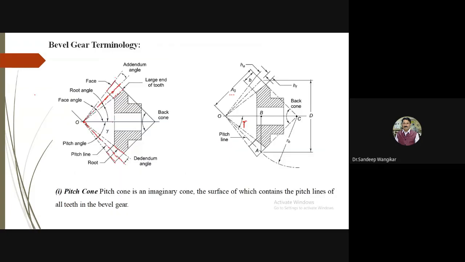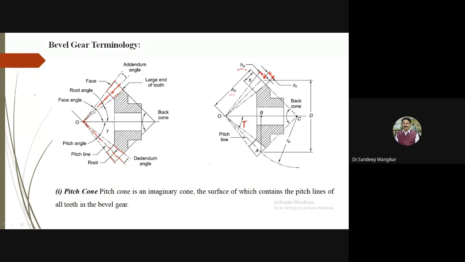Then you can see in this other diagram, HA stands for the addendum and HF stands for the dedendum. Again, we will discuss in detail. So here you can see in the diagram, HA stands for the addendum. This is the distance shown, and HF stands for the dedendum. You can see the distance. So this is the dedendum, and this distance is called the addendum.